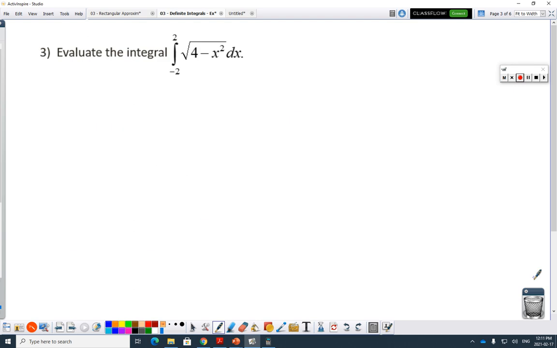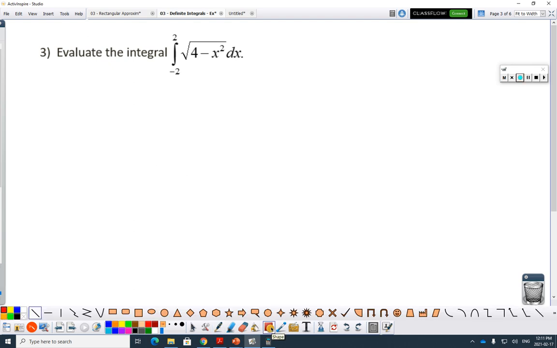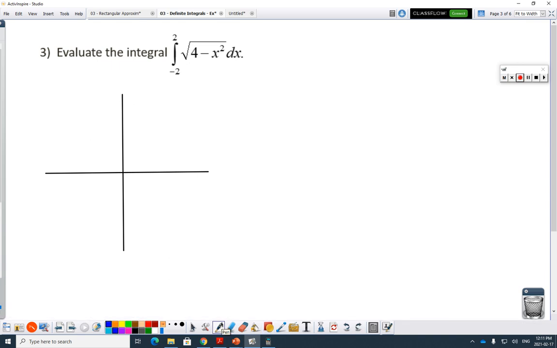More. Evaluate this integral: negative 2 to 2 of the square root of 4 minus x squared. This is going to come back to haunt you, so we're coming right back at it again. I already taught this once today, but while I'm drawing the axes, see if you can reach into your brain and go, what is y equals square root of 4 minus x squared?